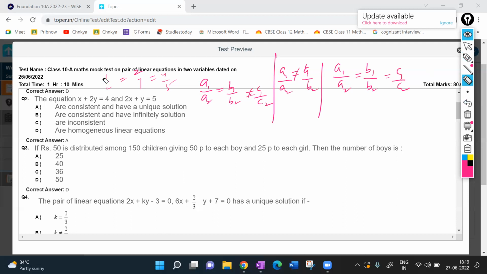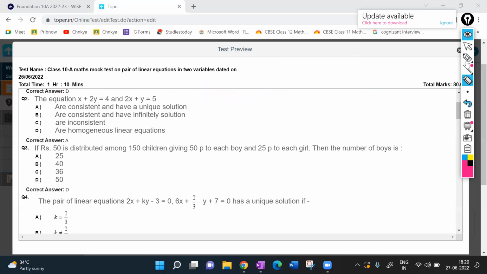So it cannot be that option. A1 by A2 is not equal to B1 by B2, yes, obviously. So it is a unique solution, and the other case is also not possible. Unique solution is the answer. Option A is correct. Any doubt? Very simple, guys, you can directly find it out. Any doubt, guys? No, sir.